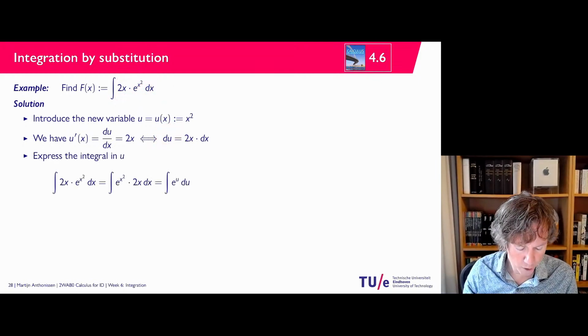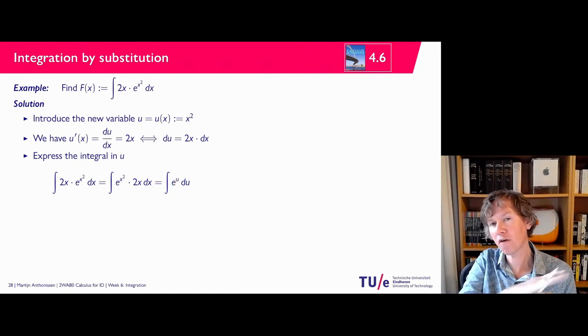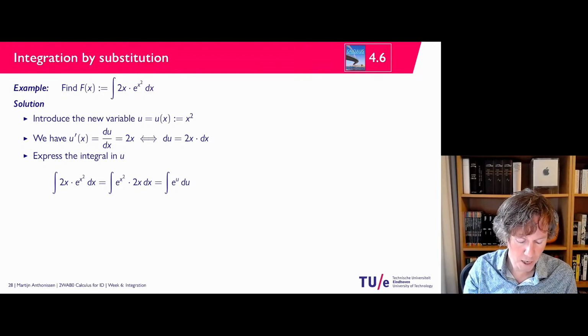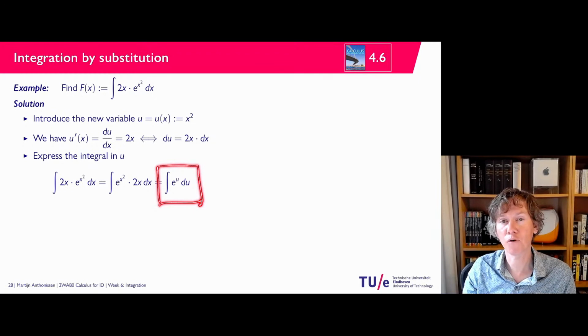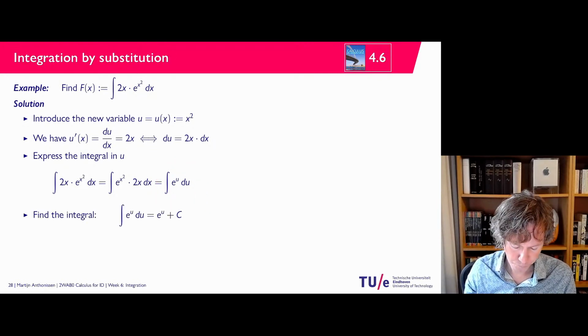So writing the whole integral in terms of u, I now have that this e to the power x squared is the same as e to the power u. I have that 2x dx is du. And now let's forget about everything we've seen so far. We are being asked to find a primitive function for e to the power u du. Well, that's trivial. That's just e to the power u. So we can solve it. We find as a primitive function e to the power u plus a constant.